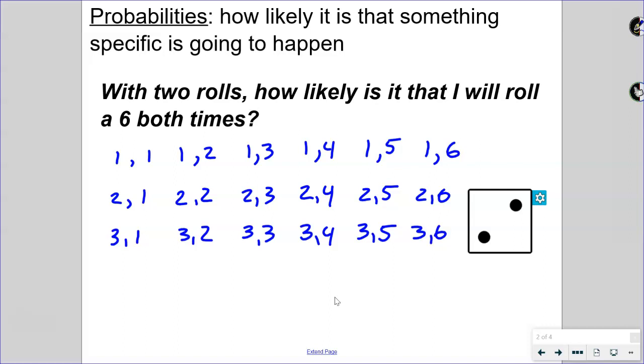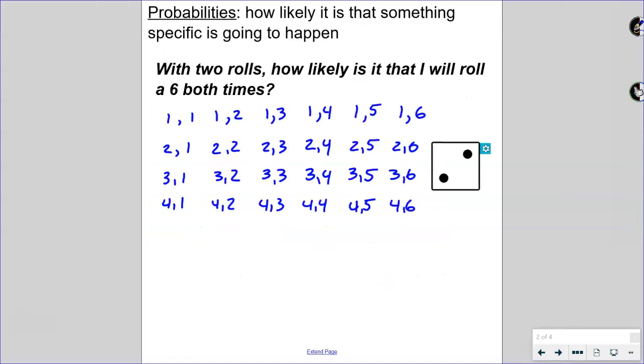Because I could roll a 4 and a 1, or a 4 and a 2, and a 4 and a 3. And I can roll a 4 and a 4. I can roll a 4 and a 5, and I can also roll a 4 and a 6. Am I done? No, because we don't even see what we're looking for. Our goal is to roll a 6 and then a 6, and we haven't even written that one down yet. So we're going to go ahead and keep writing down more possibilities.